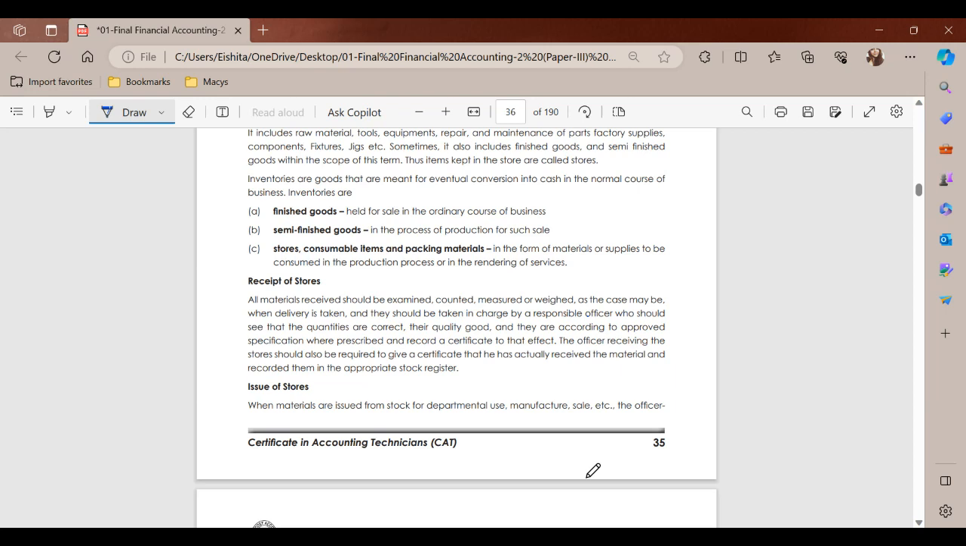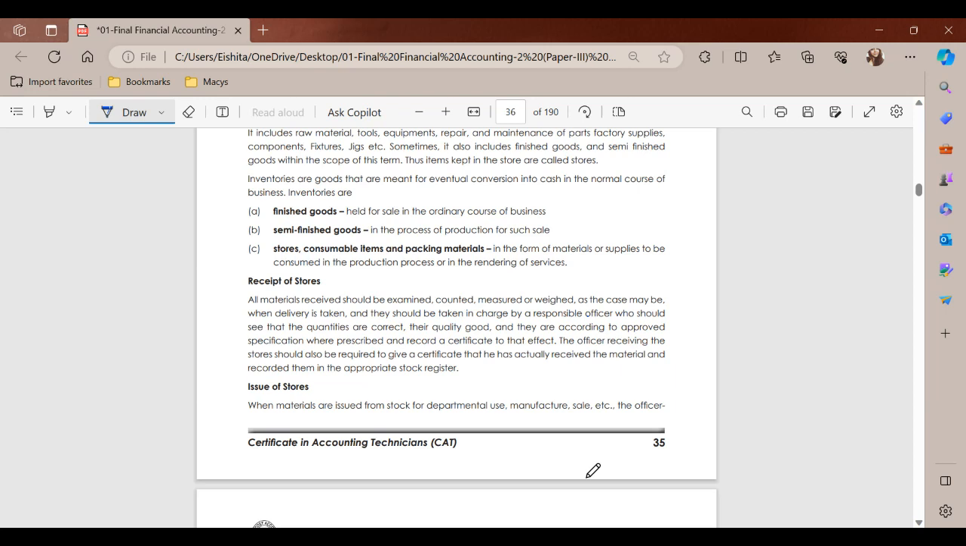Okay? The officer receiving the stores should also be required to give a certificate that he has actually received the material and recorded it in the appropriate stock register. So once he receives the material, he should sign it, stamp it, and confirm to the person who has brought the goods to him that he has recorded and received the material.